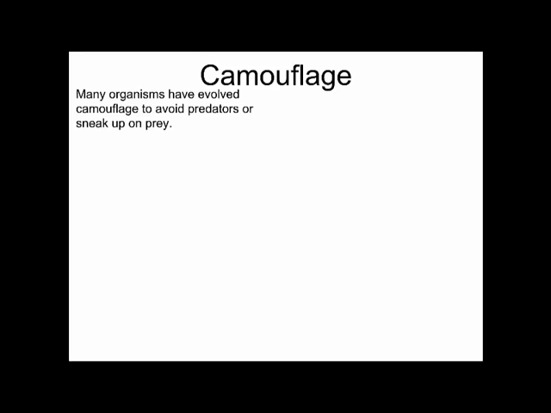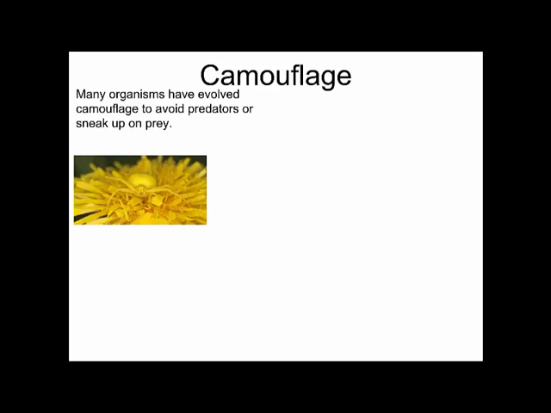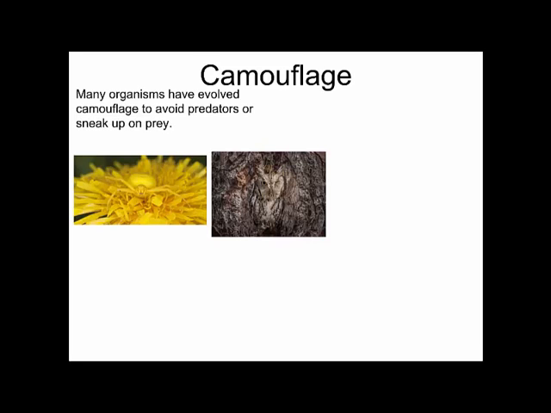Camouflage is an excellent example of evolution through natural selection. We know many species have evolved to have camouflage. Okay? Camouflage is used sometimes to avoid predators. Other times it's used to hide until you can capture your prey. So you see this spider on a dandelion? I see it. There's its exoskeleton, its abdomen, and you can see its legs here. Blends in extremely well. Owl. I see the owl.